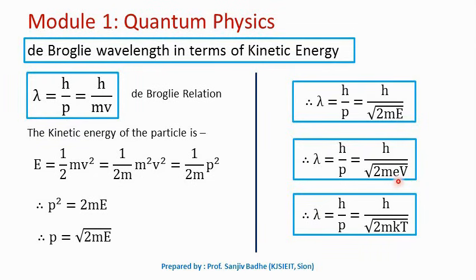Now if a particle is a charged particle and it is accelerated by using a potential difference of V volts, then this kinetic energy is equal to eV, and therefore lambda can be written as h upon square root of 2meV. Lambda is equal to h upon square root of 2meV. If the energy of the particle is thermal energy, then it will be equal to kT, and therefore lambda can be written as h upon square root of 2mkT. So we can use any of these relations to solve the problems based on de Broglie hypothesis.